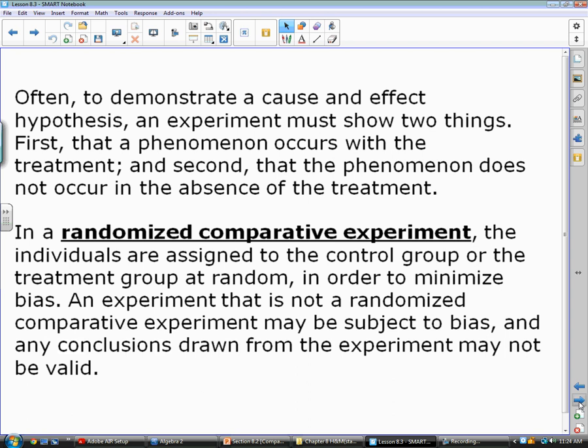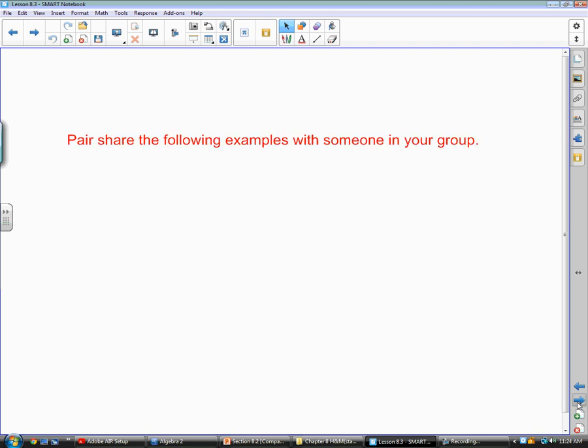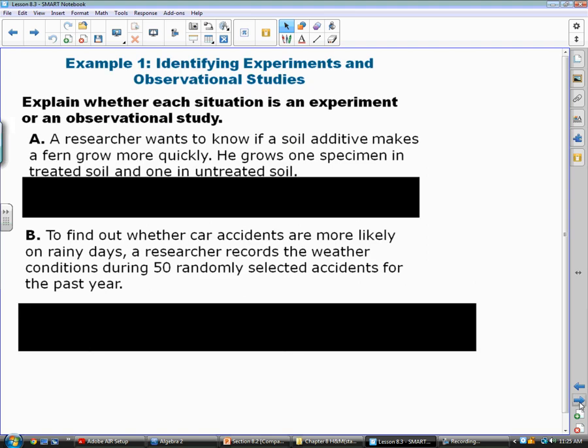An experiment that is not a randomized comparative experiment may be subject to bias, and obviously that affects whether you can draw valid conclusions. Any questions here about just kind of the summary? I'm just introducing you to what we're talking about today. I want you to find a partner, and we are going to pair share the following examples. You're going to determine whether the experiment is biased, and whether it's an experiment or an observational study.